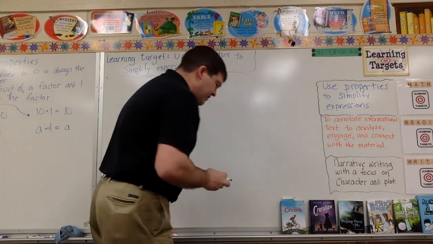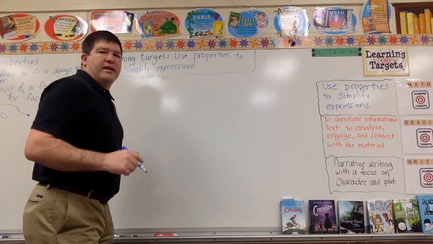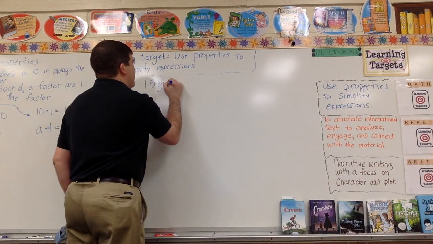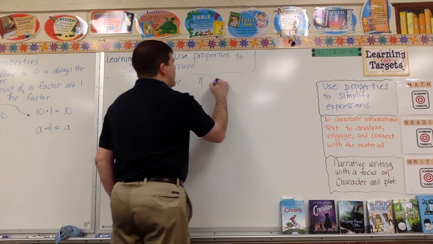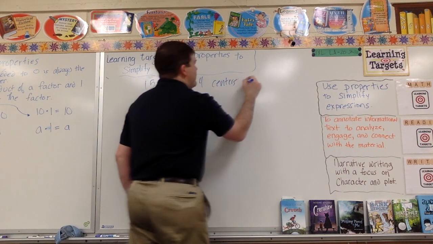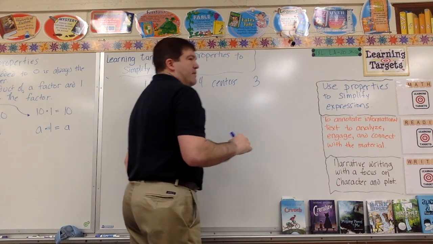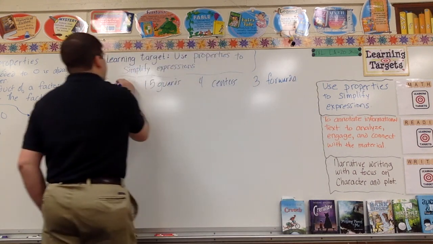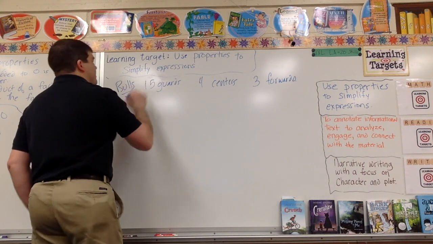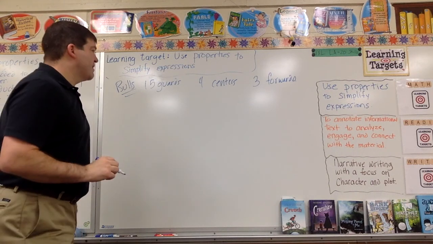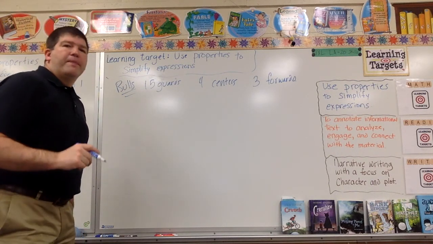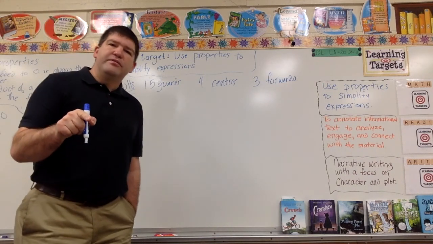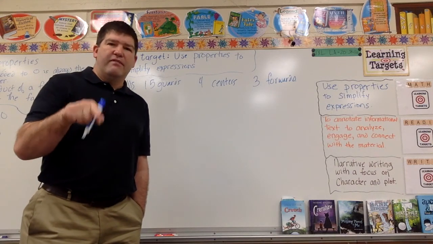Okay, so there's one, like a word problem. Could say the Bulls had 15 guards, 4 centers, and 3 forwards. Okay, so the Bulls had a big team. They got 15 guards, they got 4 centers, they got 3 forwards. How could I write 2 expressions that are equivalent using the associative property of addition?